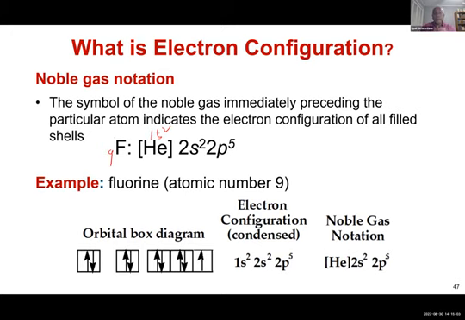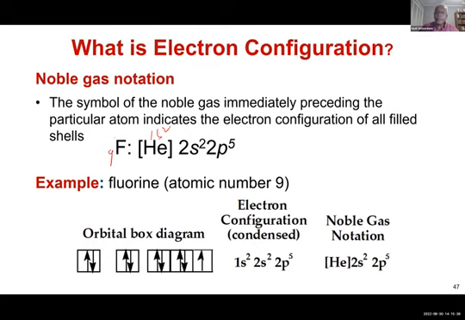So anyway, after you get the full electronic configuration, you can abbreviate that. So for example, this is the fluorine total electronic configuration. My pen stopped writing. That's okay.